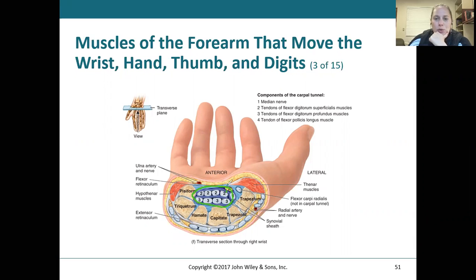And those numbers are going to correlate to the components of the carpal tunnel. So you've heard of carpal tunnel syndrome. Here, 1 is going to be the median nerve. 2 is going to be the tendons of the flexor digitorum superficialis muscles. 3 is going to be the tendons of the flexor digitorum profundus muscles.